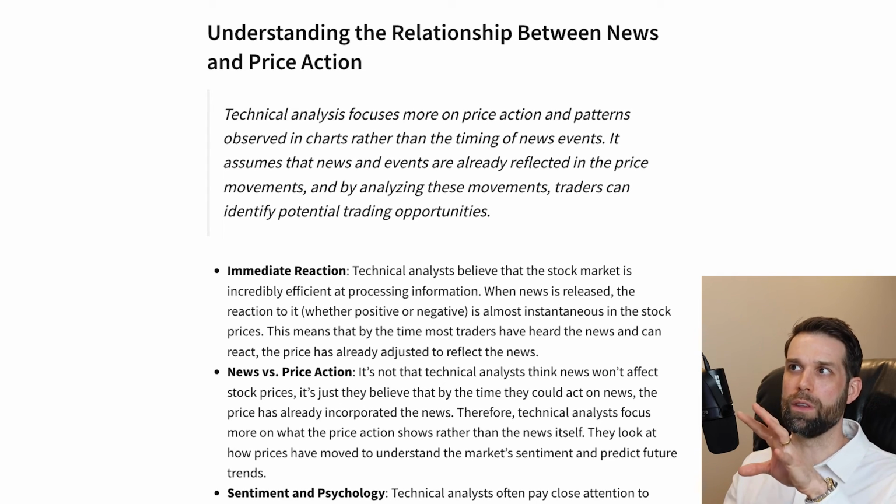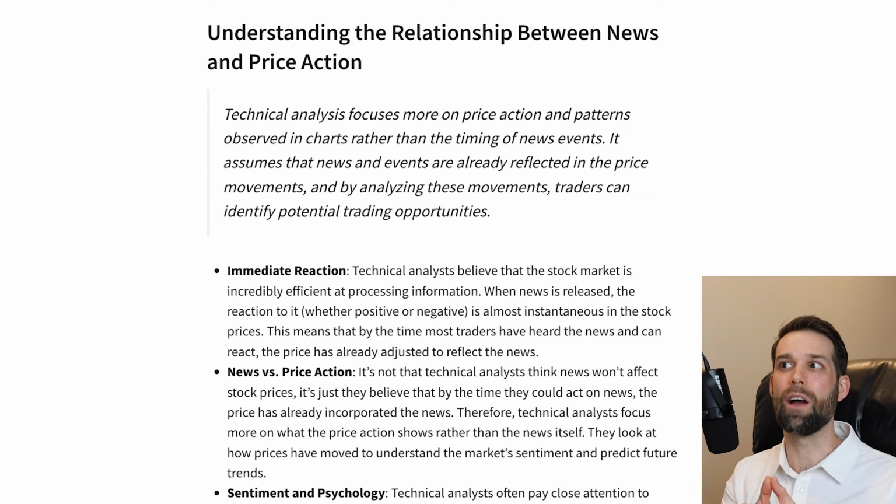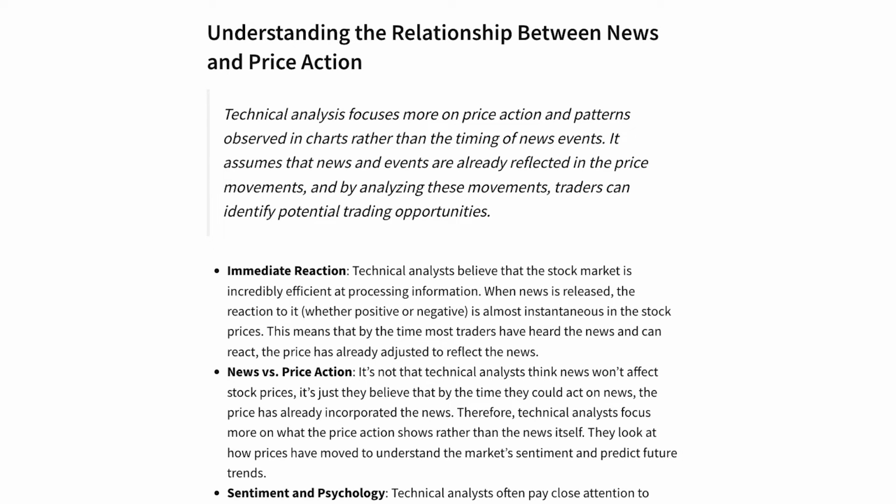And I think we've gone over this whole news relationship. Just to summarize here, technical analysis focuses more on the price action observed in the charts rather than timing news events. It assumes that the news and events are already reflected in the price movements, and by analyzing these movements, traders can identify potential trading opportunities. So that's a purist view of what technical analysis is.